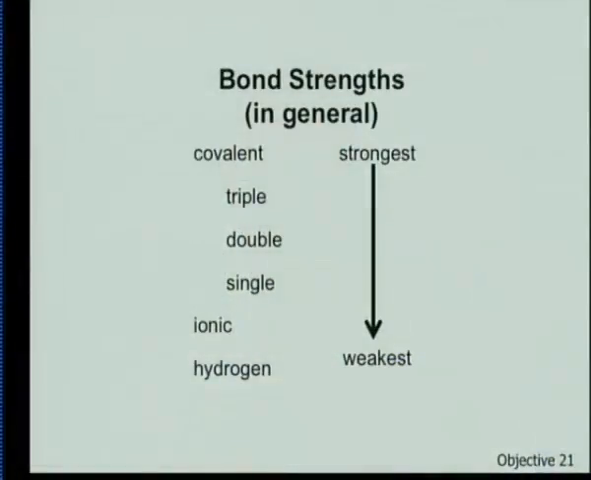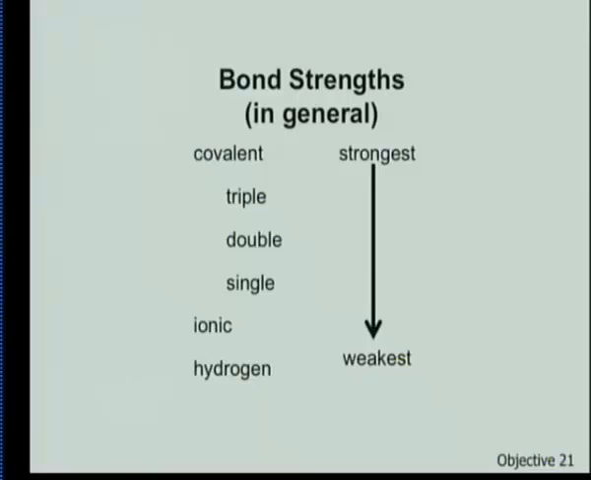So if we look at these relative bond strengths, now this is just in general, okay, there are never hard and fast rules when it comes to science to say, well, a triple covalent is always stronger than a double, and this double is always stronger. No, that's actually not the case.